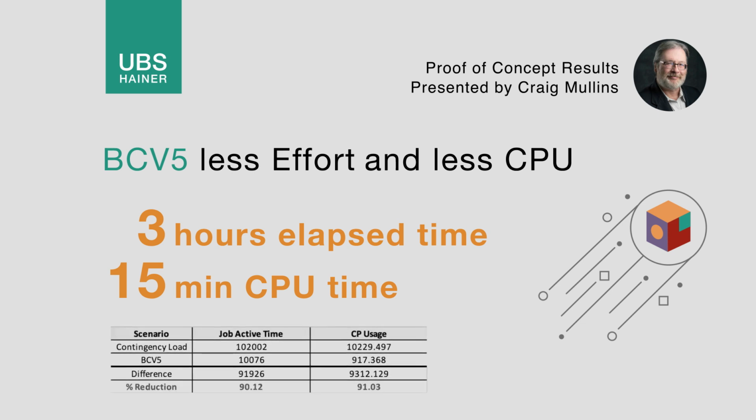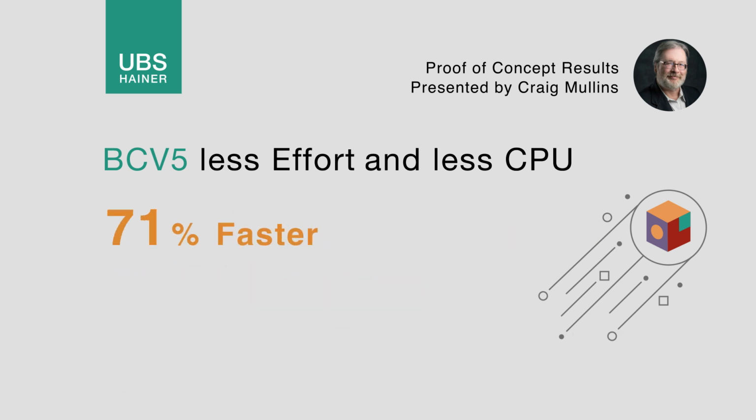Here are the benchmark numbers showing the CPU usage for the existing processes and for the equivalent BCV5 processes. The net result is an impressive 90% reduction in elapsed time and 91% reduction in CPU time.